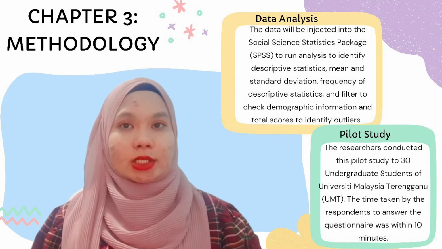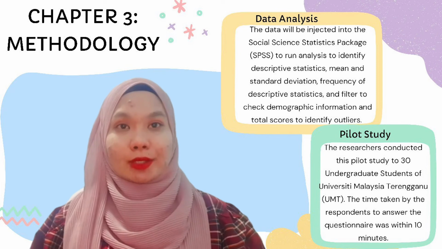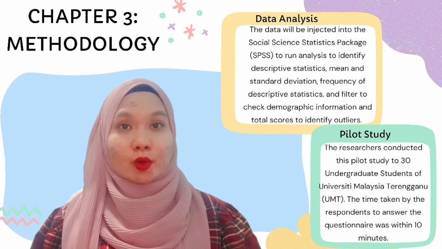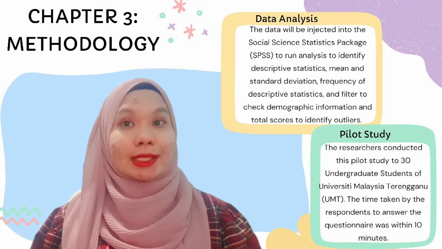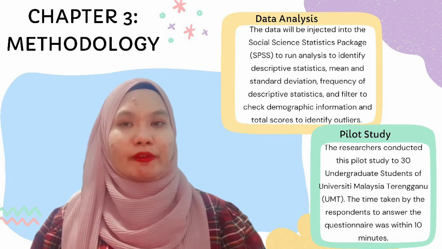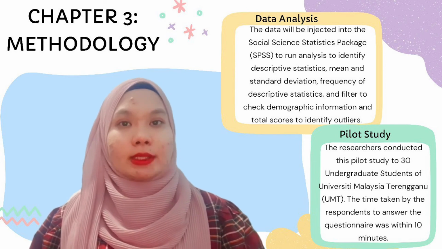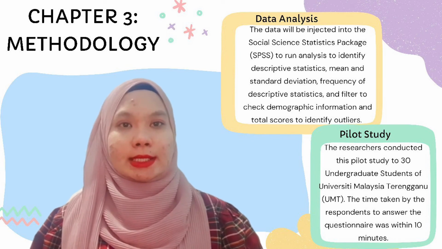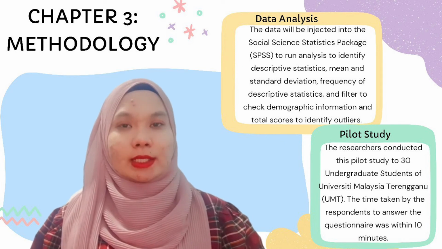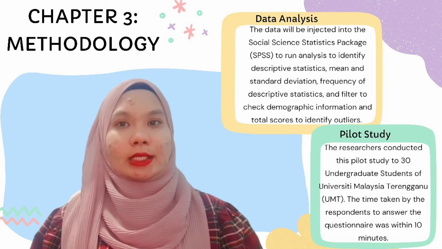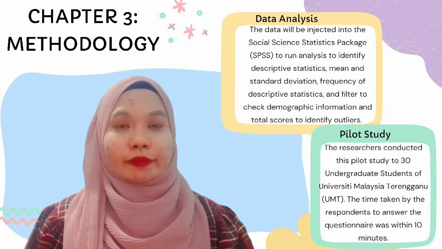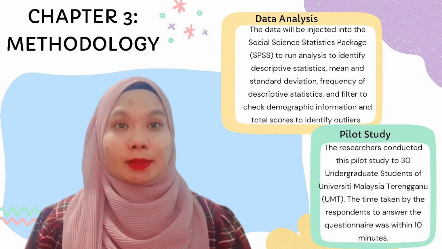Next, pilot study. The researcher conducted this pilot study with 30 undergraduate students of Universiti Malaysia Terengganu, UMT. The time taken by the respondents to answer the questionnaire was 30 minutes. The study showed that the Cronbach's alpha value of the Part B questionnaire, smartphone addiction, was 0.916. The reliability and consistency are high because it is over 0.70. At the same time, the Cronbach's alpha value of the Part C questionnaire, sleep quality, was 0.609. The conclusion is that the reliability of the research instrument used is acceptable.